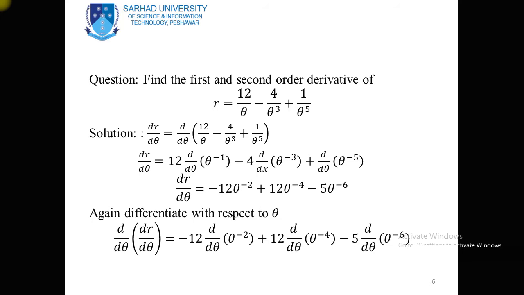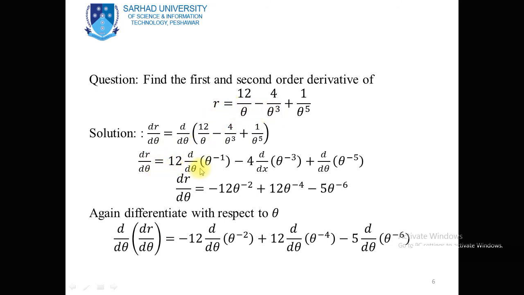So we can write 12 theta power minus 1 minus 4 theta power minus 3 plus theta power minus 5, like you see over here, theta power minus 1, theta power minus 3, theta power minus 5. So take the derivative of the function r with respect to theta. In this function, theta is an independent variable.